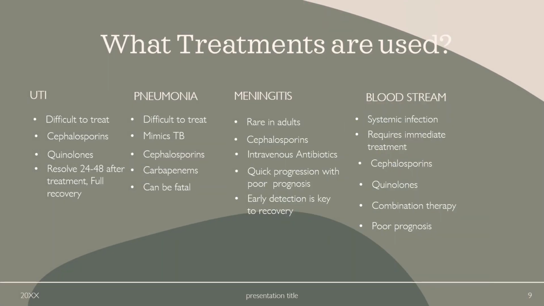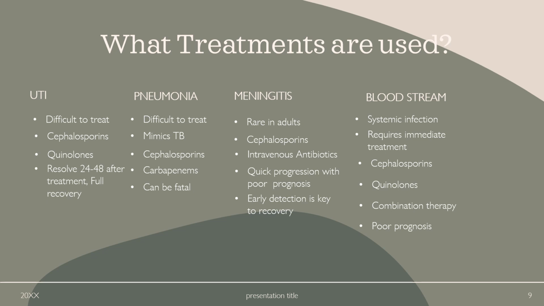What treatments are used? So your treatments vary depending on where the infection is in the body and early detection. So early detection plays an important role in the prognosis of a particular infection. So for UTIs, although they can be difficult to treat with this particular microbe, it is treated with cephalosporins and quinolones, and it usually resolves 24 to 48 hours after treatment, and you can expect a full recovery from that particular infection.